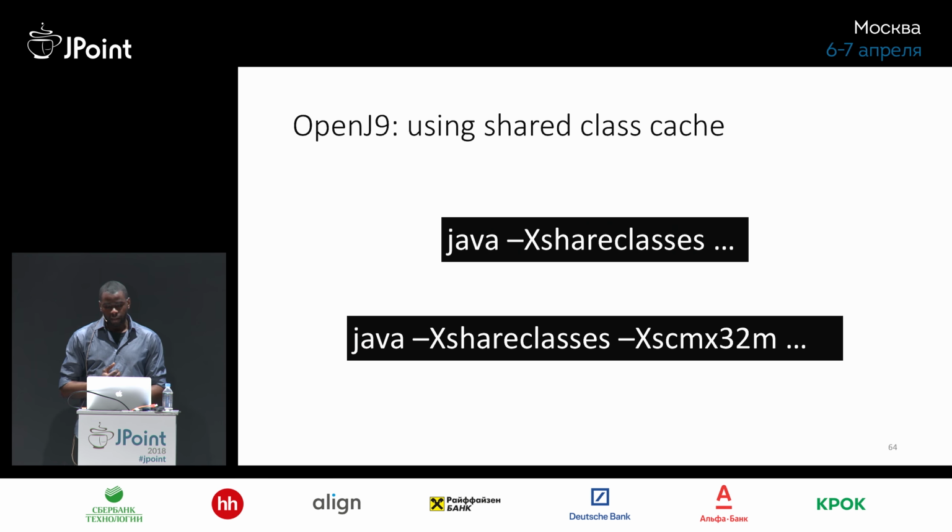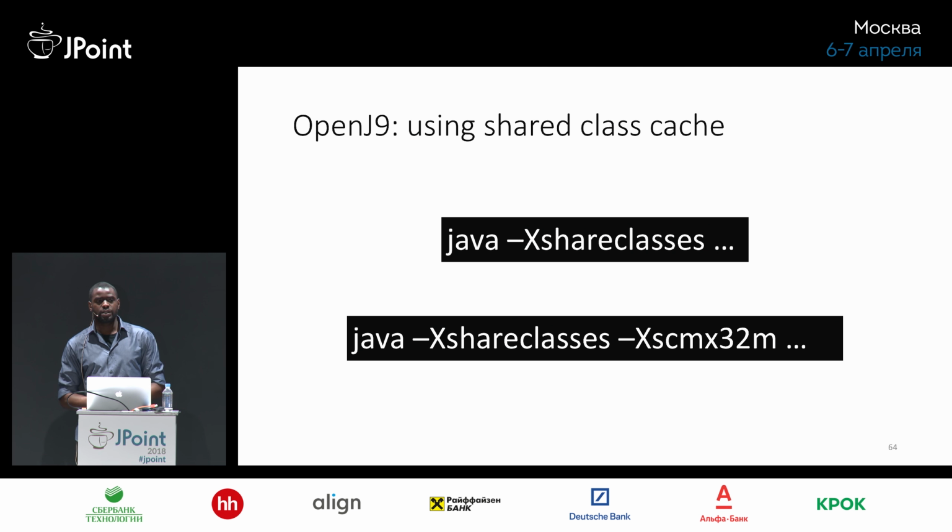So using a shared class cache is very simple. You just have to add the shared classes command to your VM options. If the cache exists, it will connect to it. If it doesn't, it'll create one. The cache will persist beyond the lifetime of the JVM, so any JVM started after can use it. And there are also options to set the size of the cache. By default, it's a 16 meg cache, but you can set a larger one if you like.